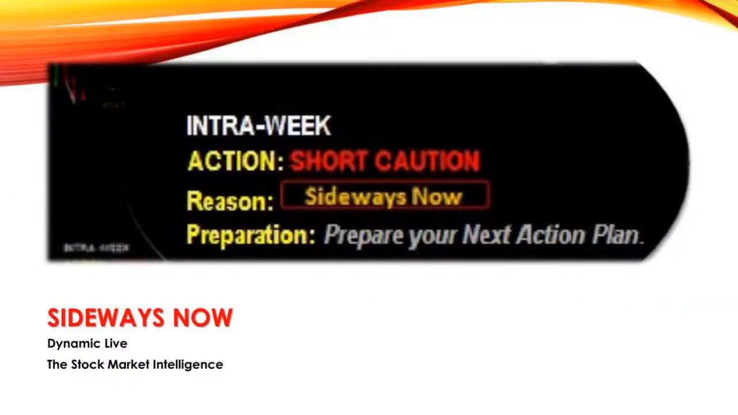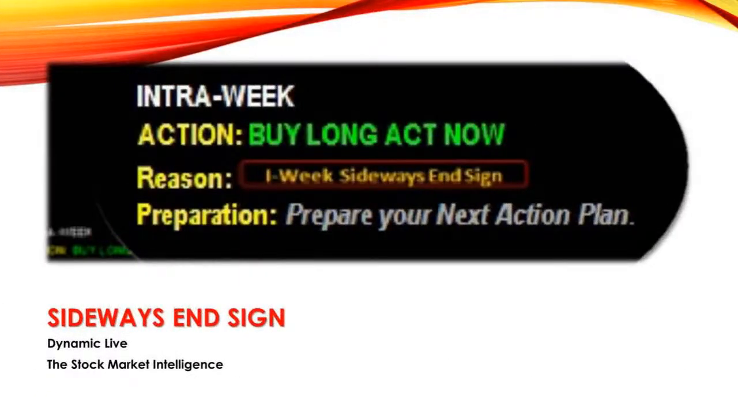So as long as the price keeps moving in sideways, it will be very clearly written as sideways now. And at some point it is going to change to sideways end sign. So when it says sideways end sign, now you know that sideways has come to an end. It is about time for the price to move in a single direction. Now you have to get in to capture the next big movement.